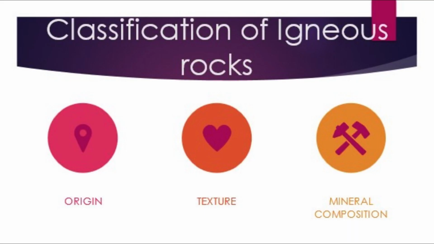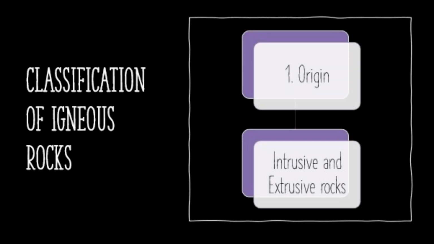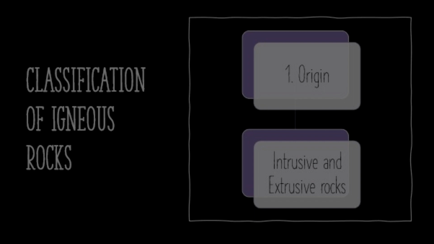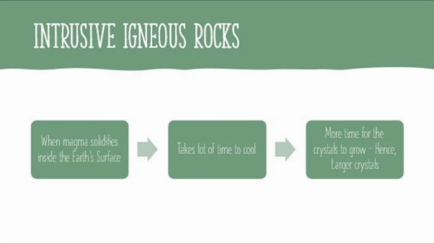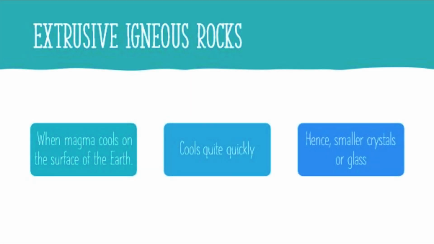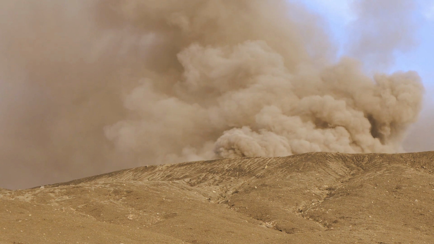Igneous rocks are categorized on three main types of classification. The first one being the origin, the second one being the texture, and the last one being the mineral composition. Based on origin, igneous rocks can be classified into two types, intrusive and extrusive. Intrusive rocks are formed when magma cools slowly beneath the Earth's surface, where the crystals have a lot of time to grow, and thus we have longer or larger crystals, while extrusive rocks are formed when magma quickly cools on the Earth's surface, such as after a volcanic eruption, for example.